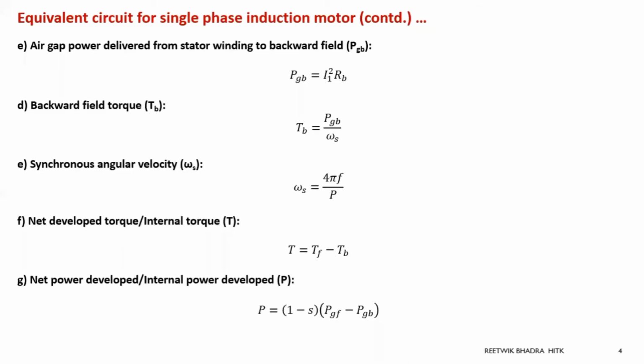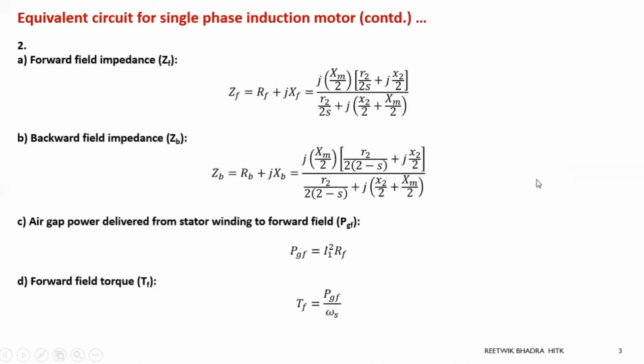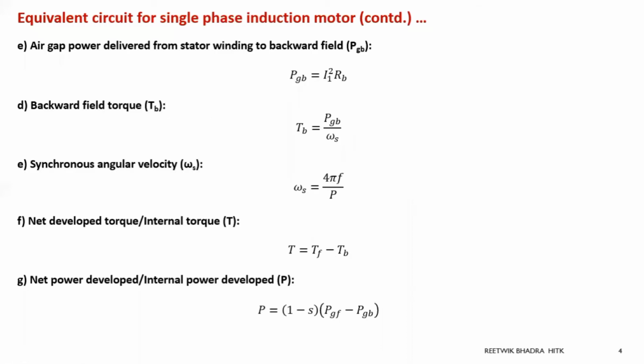Next, the same thing goes for the calculation of power for the backward field. Again I1 square enters, as I told you, this I1 is the only one entering this whole quantity. So I1 square into which resistance over here now? RB. We'll calculate that RB from here by converting from polar to rectangular, and then calculate PGB. Then the backward field torque, same formula, power by omega S. So the power is PGB divided by omega S.